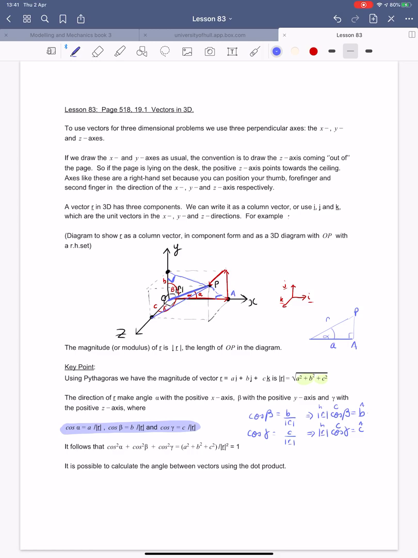So, anyway, if we square each of these in here, cos squared alpha plus cos squared beta plus cos squared gamma, so it's a squared over modulus of r squared, b squared over modulus of r squared, c squared over modulus of r squared, and then they're all over modulus of r squared, and a squared plus b squared plus c squared is modulus of r squared, so that's 1.